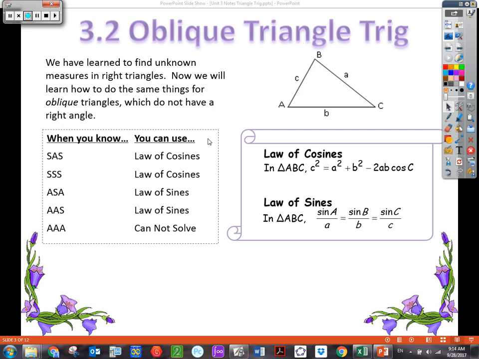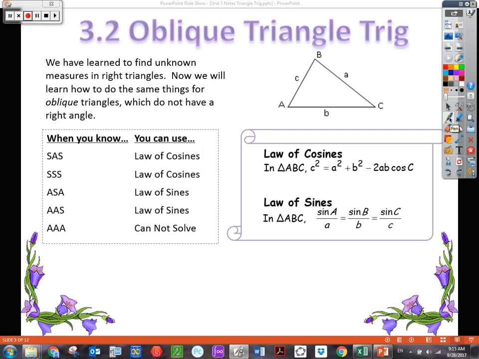So we have oblique triangles. We have a couple of laws that we're going to learn today. One is the law of cosines and the other is the law of sines. These two laws actually work with any shaped triangle. It doesn't have to be a right triangle; you don't have to have a right angle in it. So let's talk about each of the laws. I'm going to go through the equations and then we're going to talk about when you would use them.